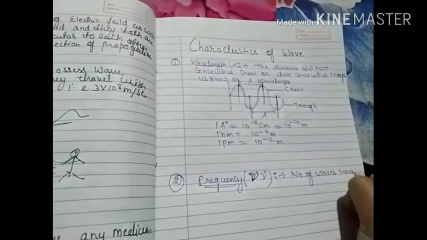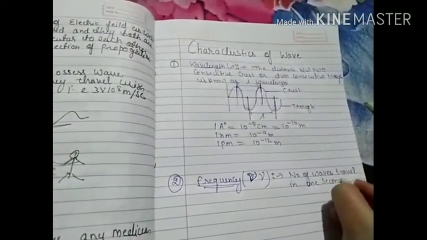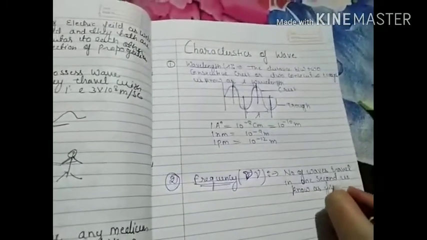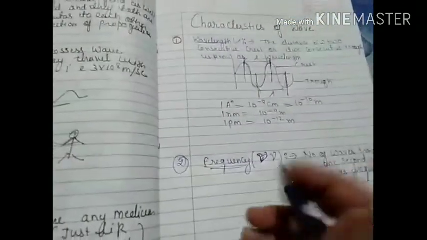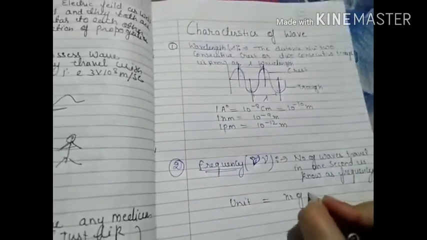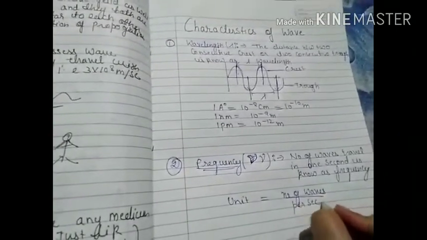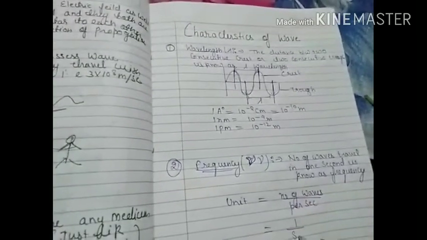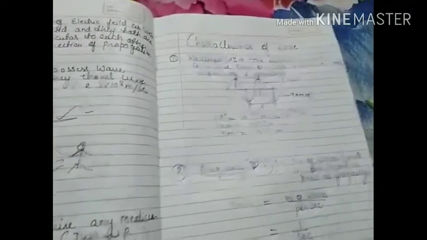So number of waves travel in 1 second is known as frequency. Clear? So what will be the unit? It is number of cycles or waves divided by per second. Number has no unit. So 1 divided by second, this is second inverse, which is known as hertz.